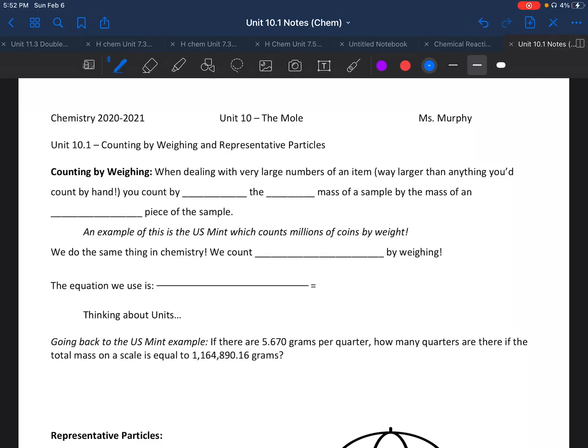Hi class, we get to start off a new unit. It's one of my favorites. We get to talk about the mole. So the mole is a very special unit in chemistry.